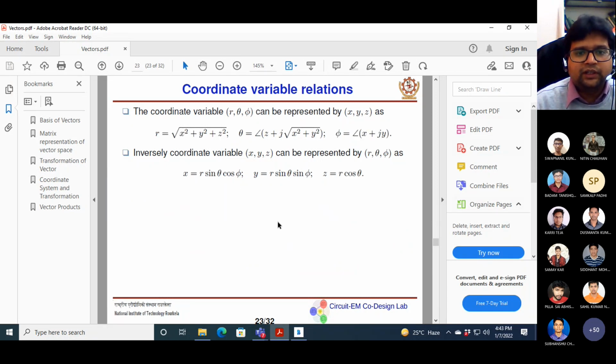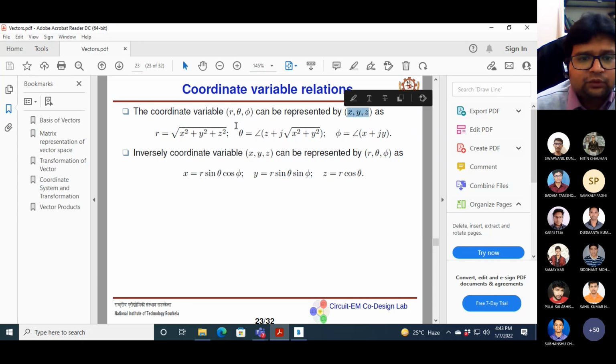Okay. Now see that another relation remains, that is basically cylindrical to Cartesian or Cartesian to spherical. So Cartesian to spherical can be obtained this way. So r is basically the radius, the square root of x square plus y square plus z square, or you can say it is the Euclidean distance of that point.